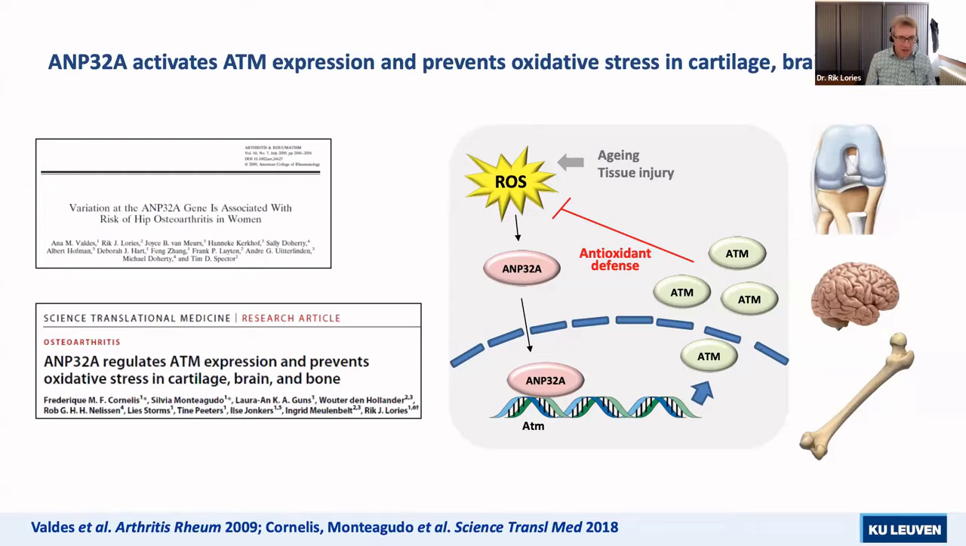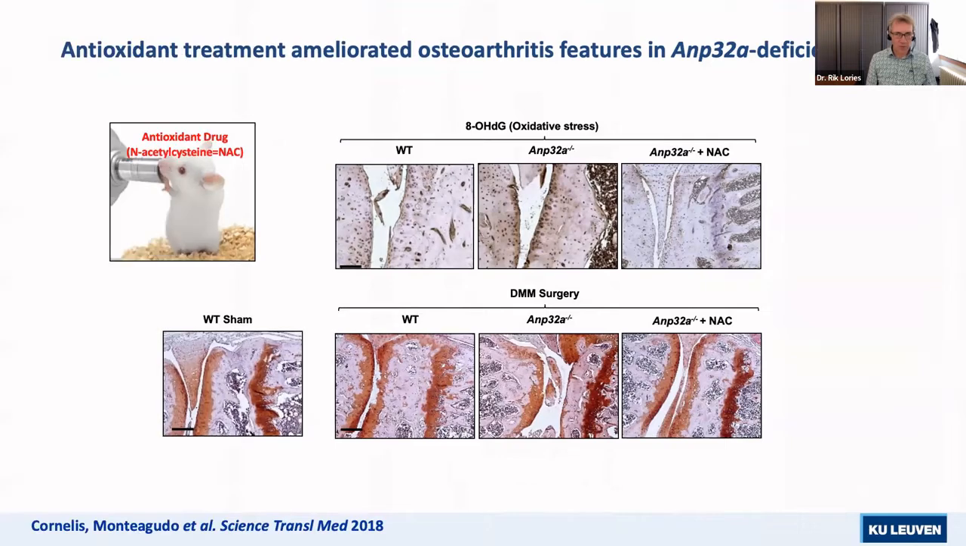And what we demonstrated then in 2018 is that ANP32A plays an essential role in our defense against oxidative stress, because it is absolutely essential to maintain the expression of the ATM gene, the ataxia telangiectasia mutated gene, which is an important regulator of our antioxidant defense. So in the absence of ANP32A, you would get excessive oxidative stress leading to osteoarthritis, to cerebellar ataxia, and to osteoporosis.